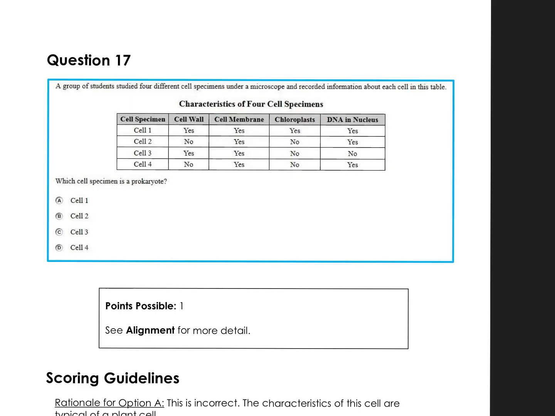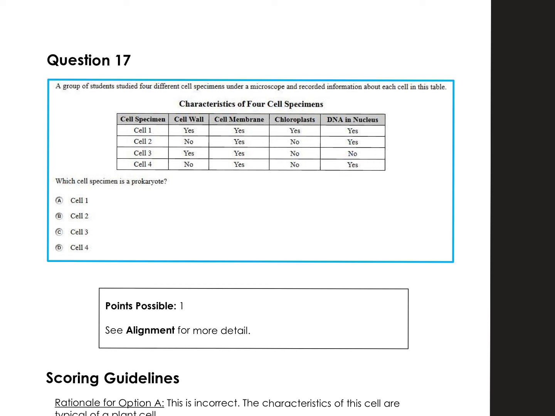All right, so a group of students studied 4 different cell specimens and under a microscope recorded information about each cell in this table. So they said, okay, well, cell 1 through 4. Cell walls, yes, no. Cell membrane, yes. Chloroplast, no, yes on this one, but no on the rest. DNA nucleus, no on this one.